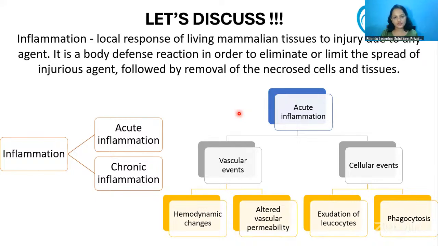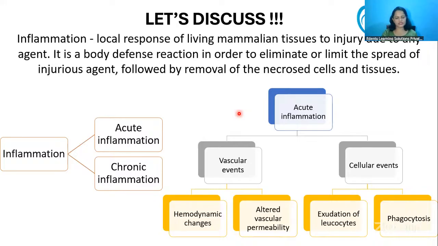Now, if you look at acute inflammation, for description purposes, it is mainly classified into two types. We have vascular events. Vascular events means there will be changes happening in the blood vessel. Blood vessel dilatation, blood vessel constriction is happening. The vascular permeability is increasing, decreasing, like that. So many changes are happening in the blood vessels. Such changes are included under vascular events.